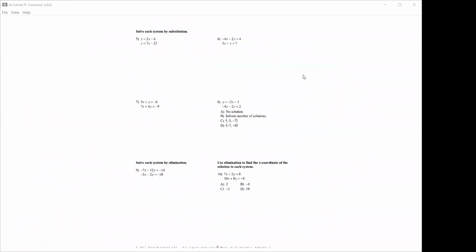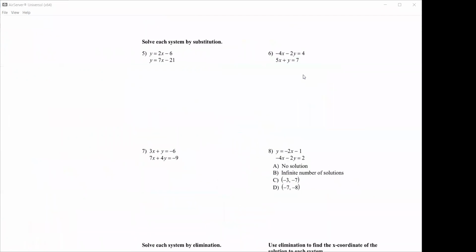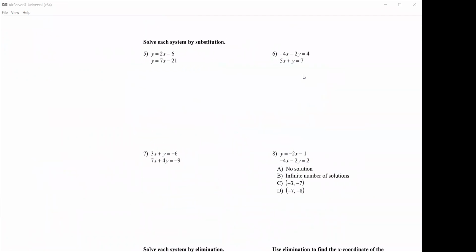All right, let's move on to number 5. So number 5 started with substitution. So the idea with substitution is you take one equation and substitute it into the other, but it has to be x equals or y equals before you can substitute it. So I'm going to start with the top, and since the top one is y equals, I can replace the y. So I'm going to take the first one and substitute it into the second one.